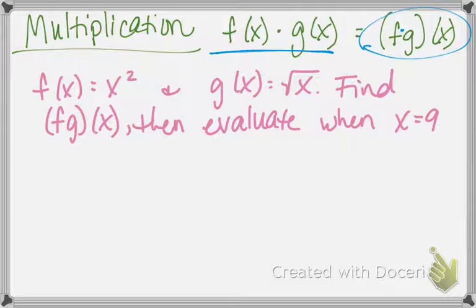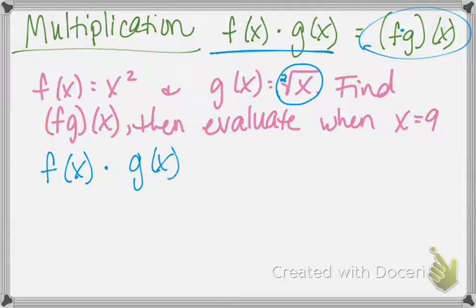All right, so for this one, I'm going to go ahead and change this into exponential form. So remember, it's the square root, okay, and a square root technically has a 2 as the index. So if I'm multiplying f of x and g of x, f of x is going to be x squared, and g of x is going to be x to the 1/2 power.